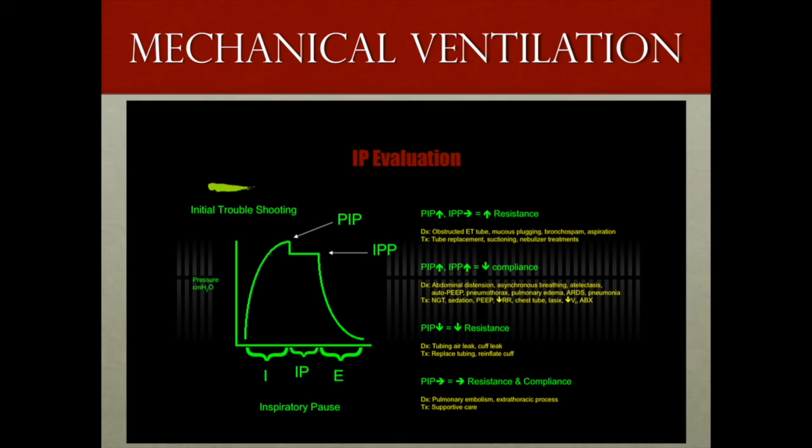In the evaluation of patients who have hypoxia, if they are in a volume cycle mode of ventilation, you can allow the patient to take a breath, obtain a peak inspiratory pressure, and then perform an inspiratory pause, which will yield you an inspiratory plateau pressure. From these two numbers, the peak inspiratory pressure is representative of resistance and compliance, and the IPP, or inspiratory plateau pressure, is representative of compliance only. The relative difference between the two, PIP minus the IPP, represents resistance isolated.